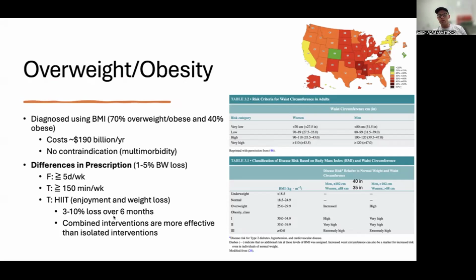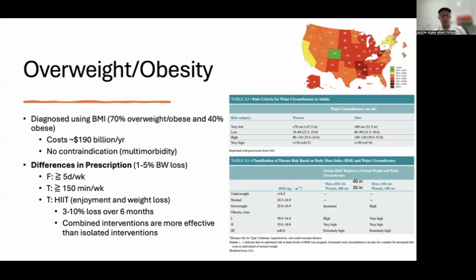The goal, right, is to lose 3 to 10% of your body mass over 6 months. That's that 3% of clinically significant weight loss. And combined interventions are typically more effective than isolated interventions. So that's when we look at combining aerobic and resistance training in the same week or even in the same session, as opposed to just doing aerobic training across the week or just resistance training across the week.